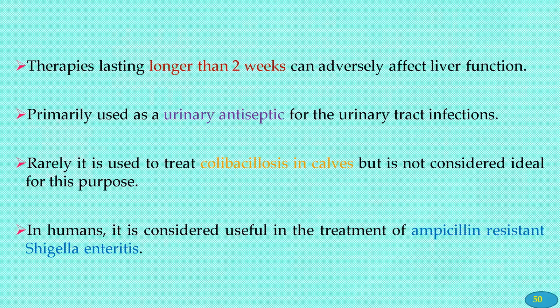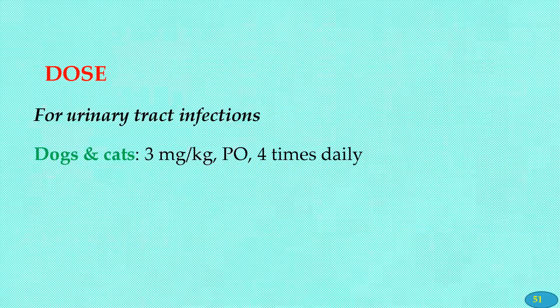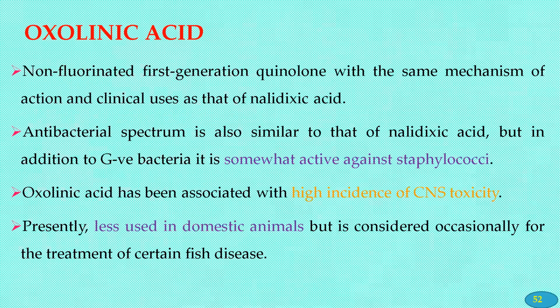Apart from its urinary antiseptic action, nalidixic acid is used in the treatment of ampicillin-resistant Shigella-caused enteritis. The dose of this drug, especially in urinary tract infections, is 3 milligram per kg, 4 times daily for 5 to 6 days. That's the normal dosage. Then the other agent is oxolinic acid.